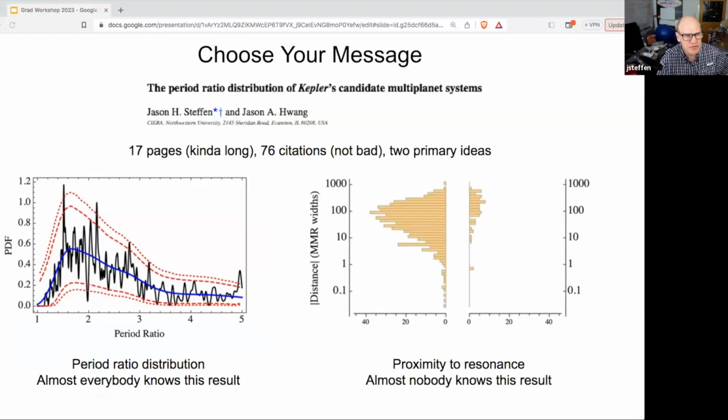It was a paper that I wrote almost a decade ago, not quite a decade ago, on the period ratio distribution of Kepler's multi-planet systems, candidate multi-planet systems. It was kind of long. It's one of the longer papers that I've written. It has 76 citations, which is not bad in this discipline, especially since it's kind of a narrow topic. And it had two primary ideas in it.